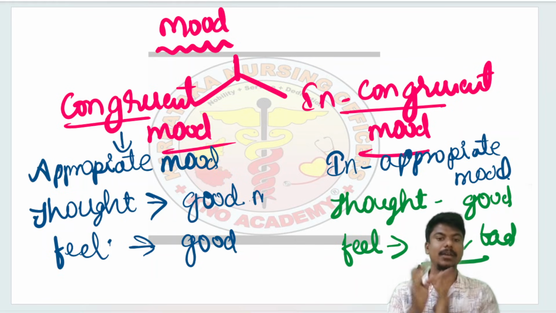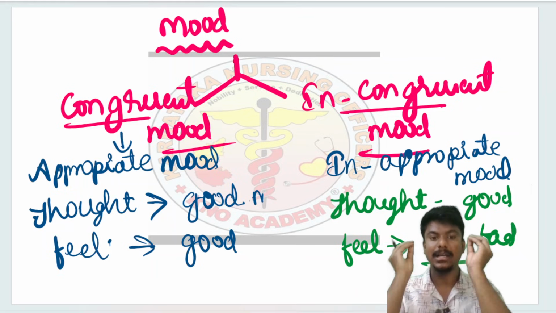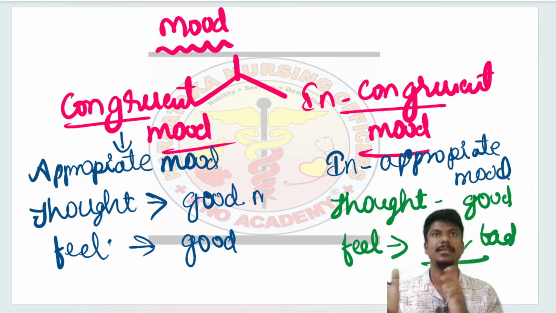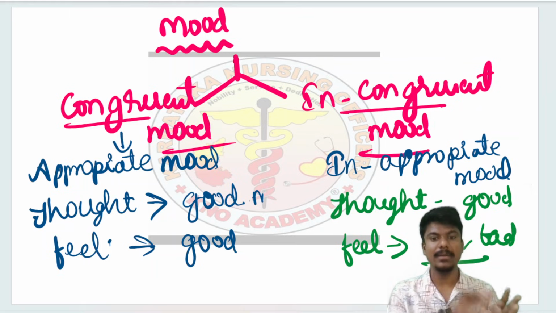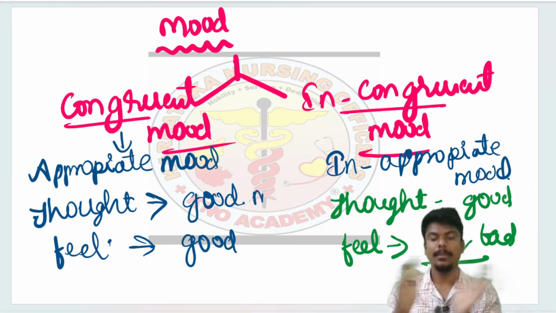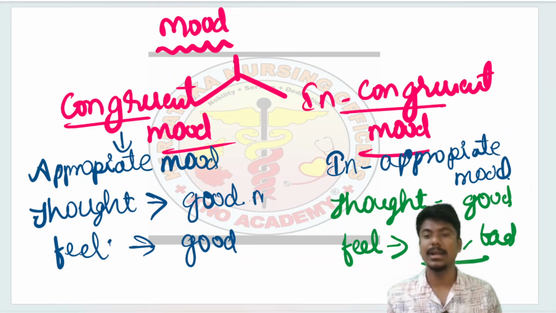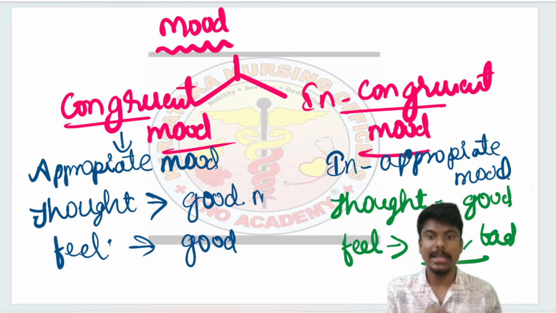I'll give you an example for congruent mode. Now I'm having thoughts of feeling happy, I've achieved something, so I'll feel good. Today I'll be smiling and talking with everyone freely. That's what we call congruent mode. But in incongruent mode, I'm having good thoughts, I've already achieved something, but I'll feel sad, I'll feel low. That is what we call incongruent mode.